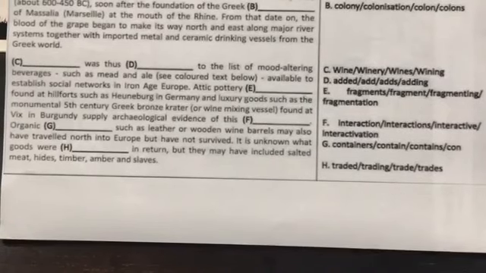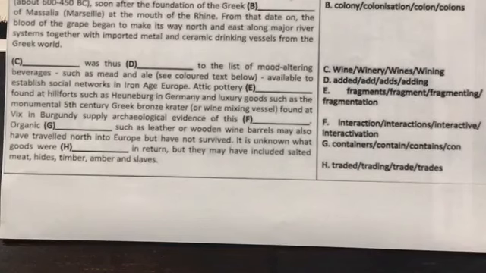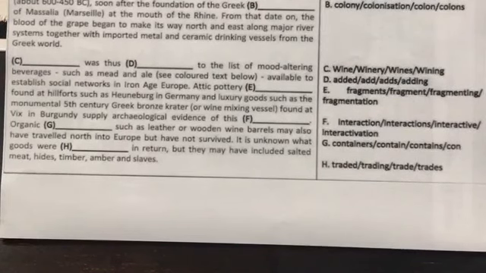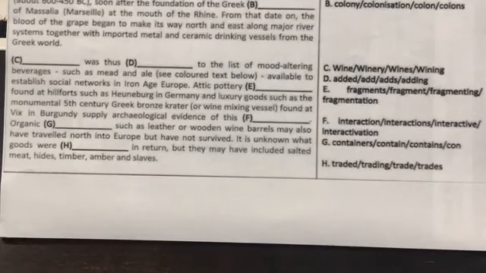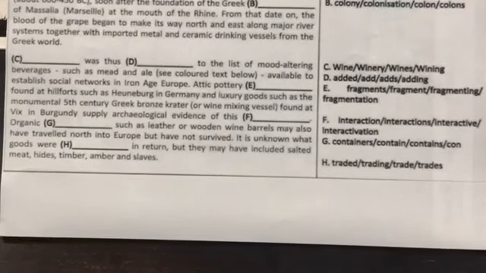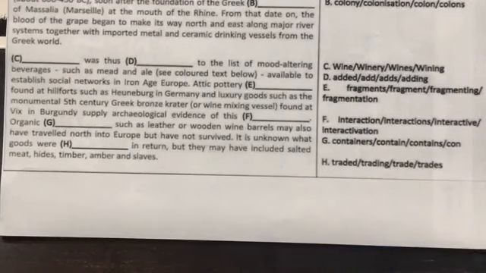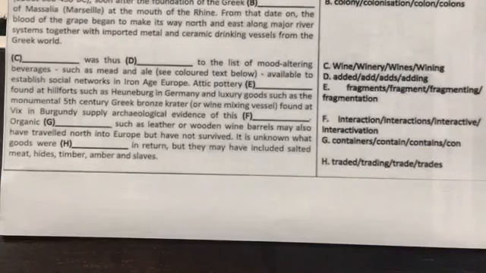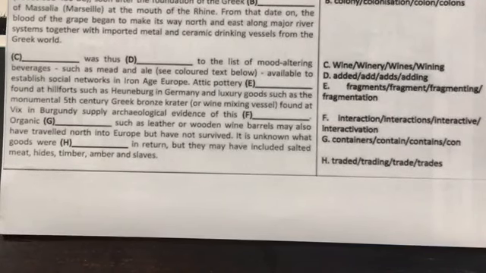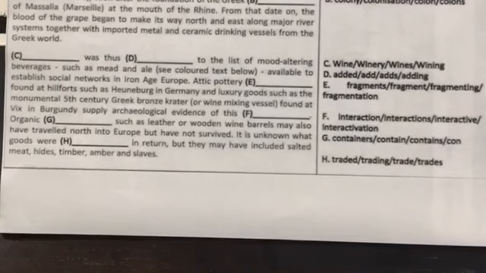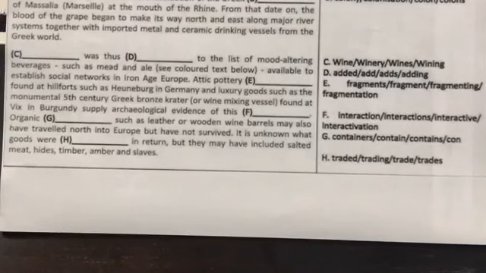Okay. Moving on to the next one. Found at Vix in Burgundy, supply archaeological evidence of this, F dash. And there's a full stop after it. So supply archaeological evidence of this, and the options are interaction, interactions, interactive, and interactivation. What do you think will be the correct answer? Of this, again singular, so obviously since it's the last word, very likely the answer will be interaction.